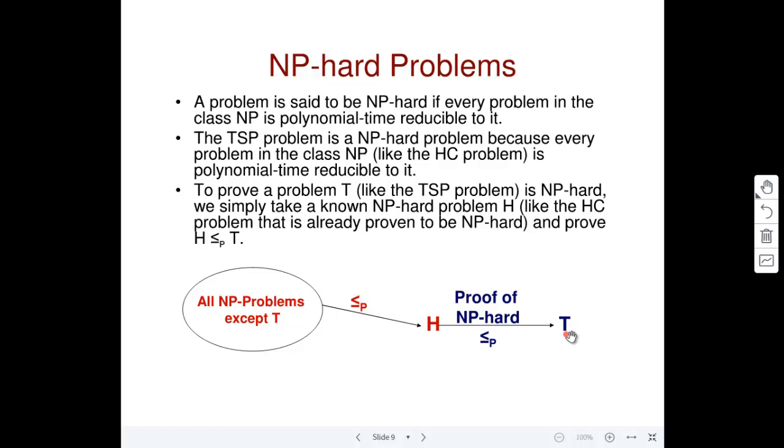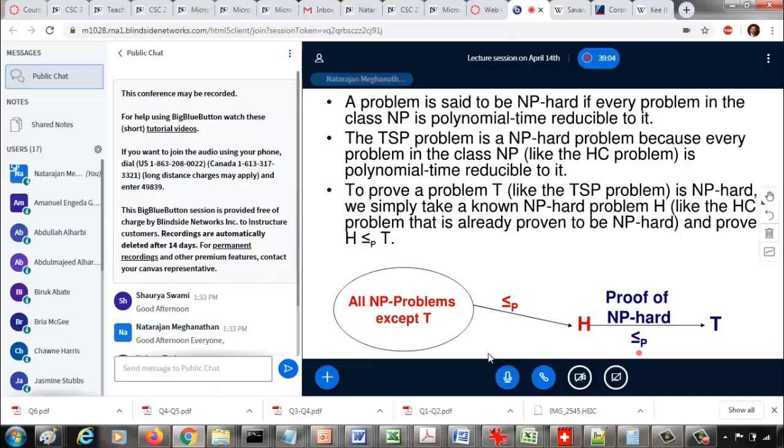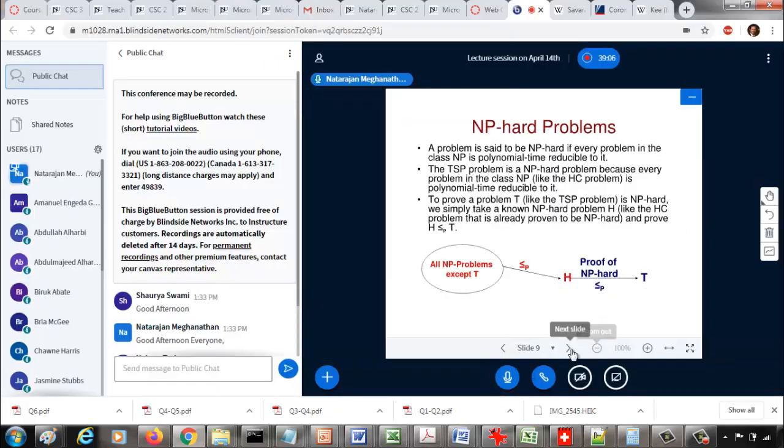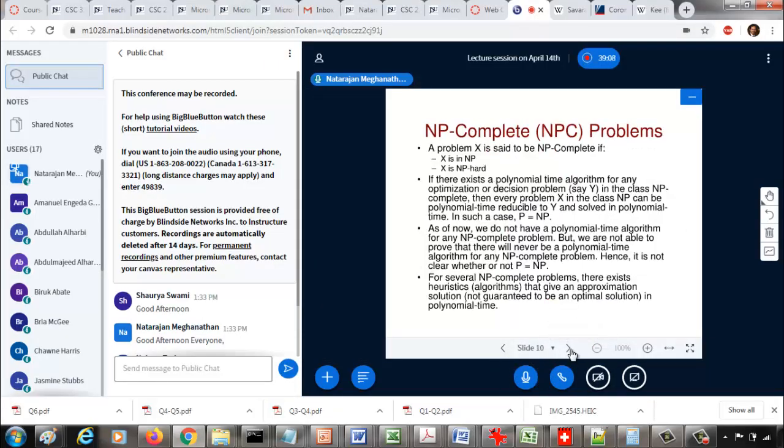Okay, we'll just take up one NP hard problem, one problem that is already proved to be NP hard, and show that it is polynomial time reducible to the new problem we're looking at. So that's something you have to be clear about. Okay, so if you have any questions, you can ask.